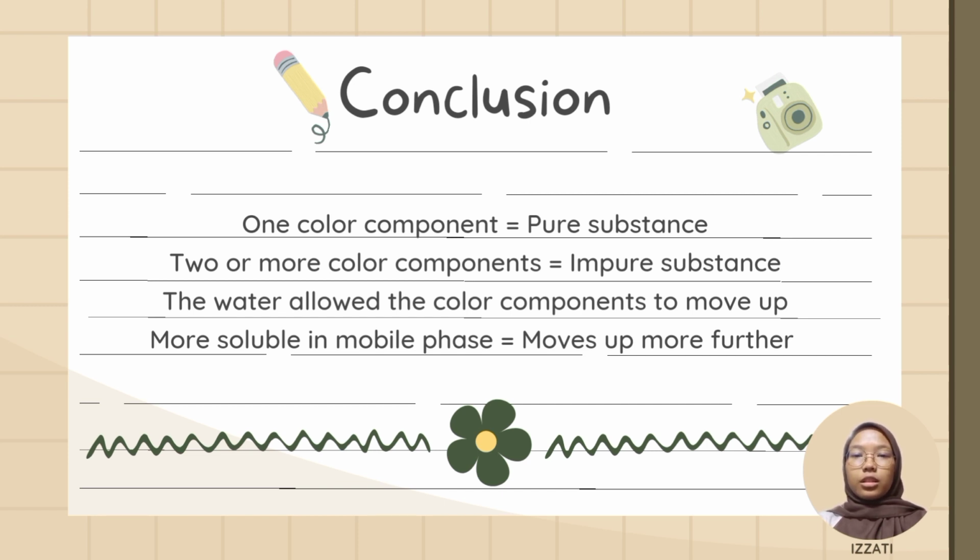Based on the result, green food dye is more soluble in the mobile phase because it traveled the highest compared to other food dyes, and it is a less polar solvent. To conclude, the higher the spot or color components move up, the more soluble the substances are.